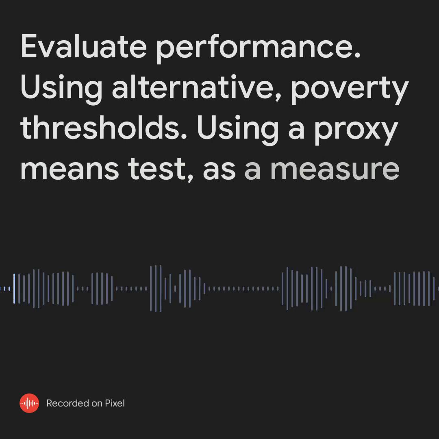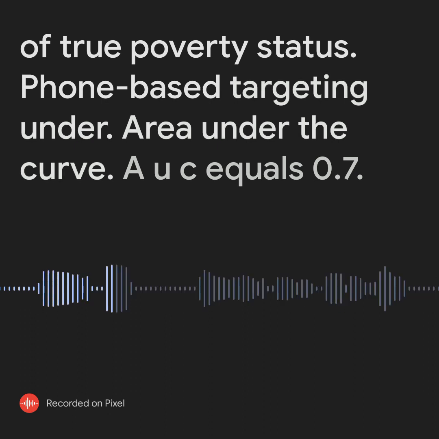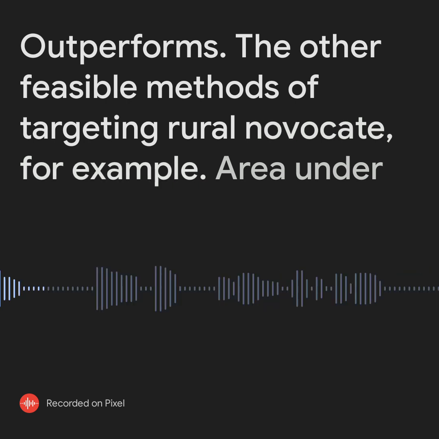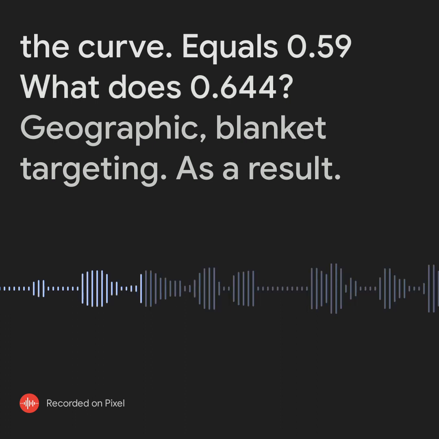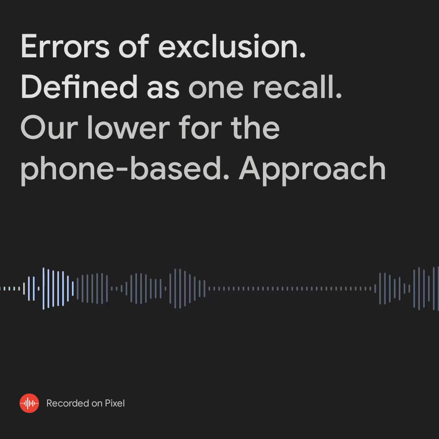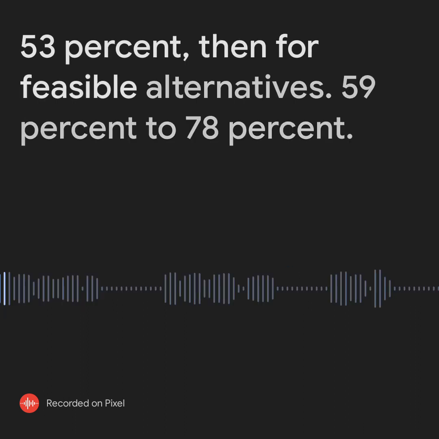Using a proxy means test as a measure of true poverty status, phone-based targeting (area under the curve, AUC, equals 0.7) outperforms the other feasible methods of targeting rural Novissi aid. For example, area under the curve equals 0.59 to 0.64 for geographic blanket targeting. As a result, errors of exclusion, defined as one minus recall, are lower for the phone-based approach, 53%, than for feasible alternatives, 59% to 78%.